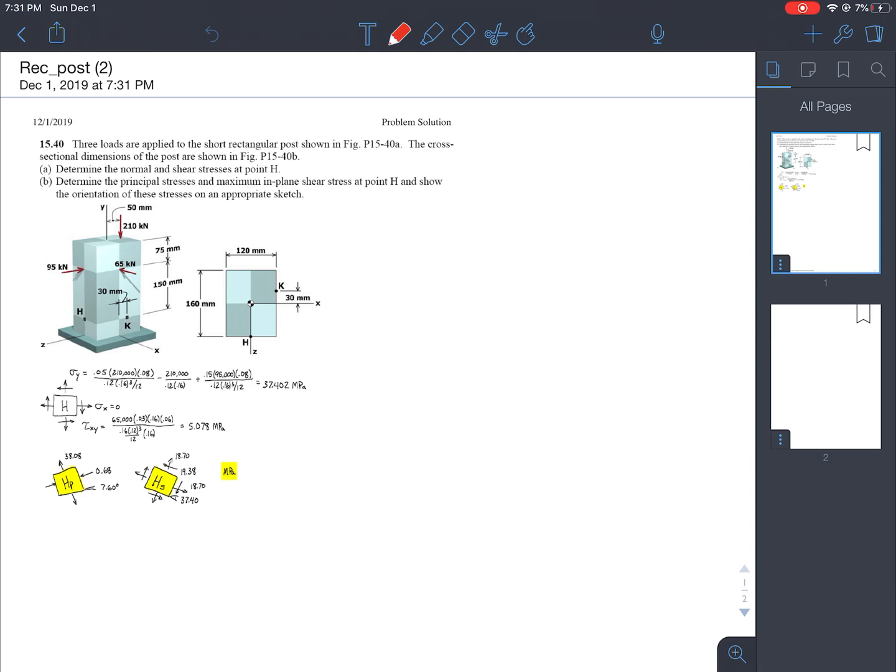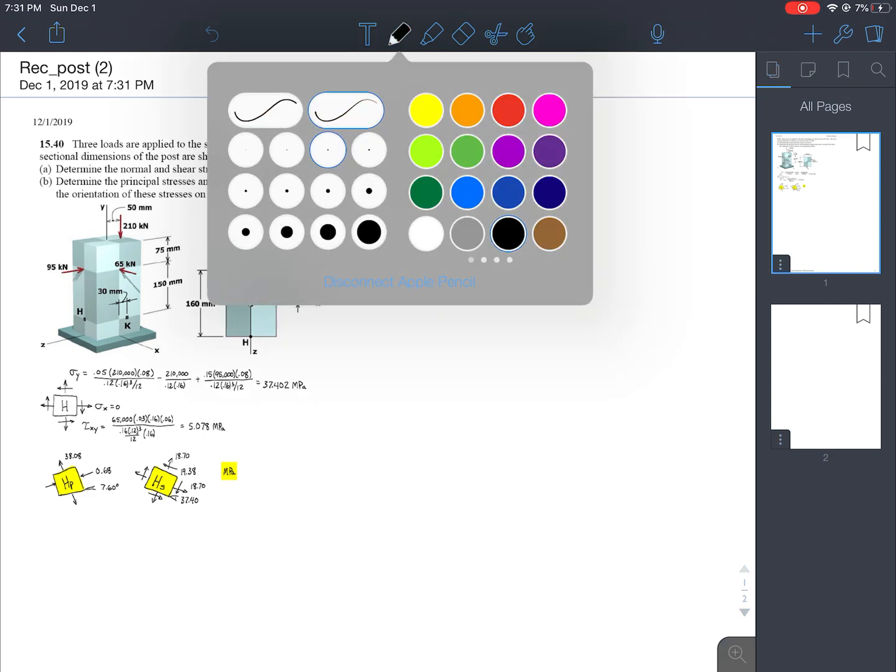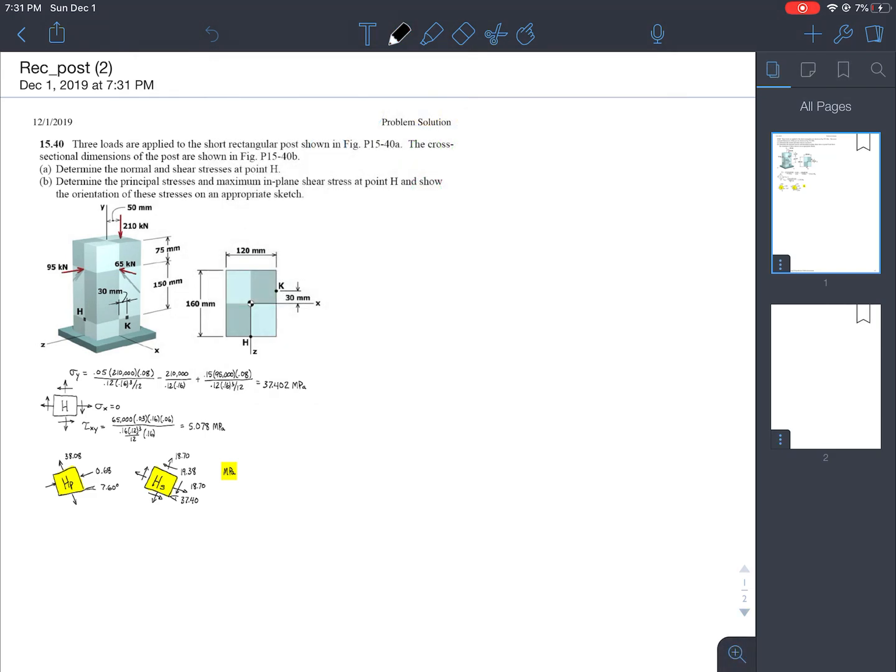All right, so we're going to talk about a different combined loading problem, the rectangular post. Here I have a rectangular post as shown, and I have a complex loading, as the red arrows indicate here, here, and here. I want to find the stresses at point H and point K.